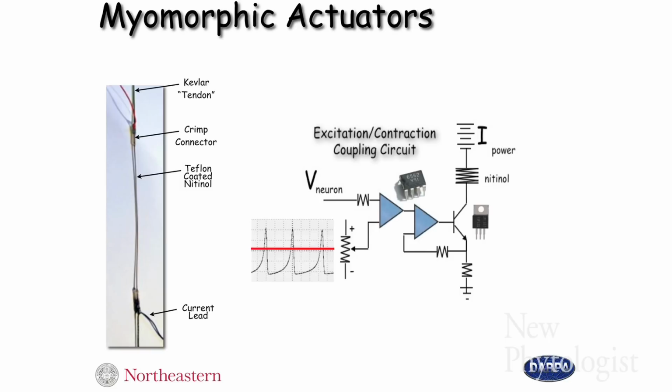Now, what we do is we take pairs of wires and we activate them with trains of motor neuron activity from these neurons. And the way we mediate excitation contraction coupling is we take the action potentials from the electronic neurons, we gate them through a comparator, and then apply that current pulse to a power transistor, which applies current to the nitinol to heat the nitinol. So when we're heating one wire and making it contract, we're stretching out the opposing wire.